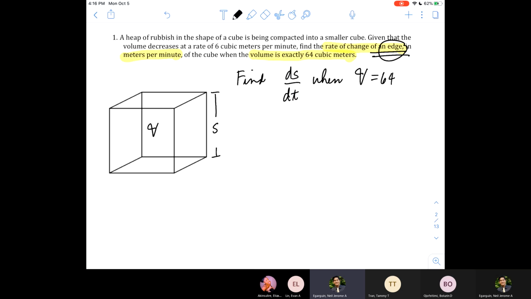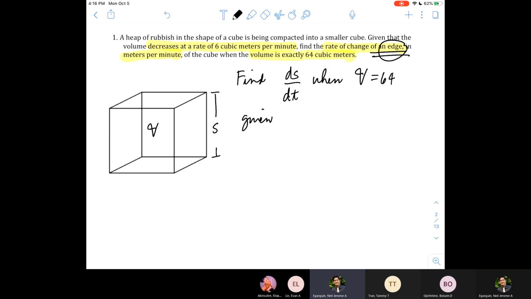The next step in Polya's heuristic is to identify what the given facts are. So what are we given? Go back to the problem, reread it, and identify sentence by sentence or phrase by phrase the given information. The first sentence is just a story. The second sentence says the volume decreases at the rate of 6 cubic meters per minute. So that's juicy information for us.